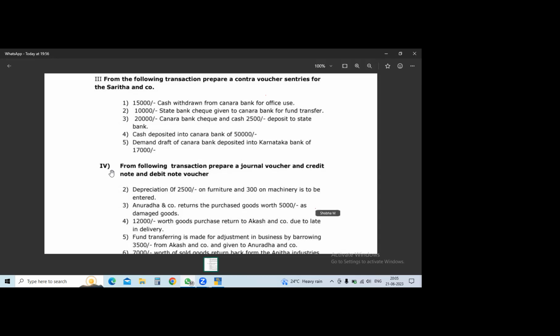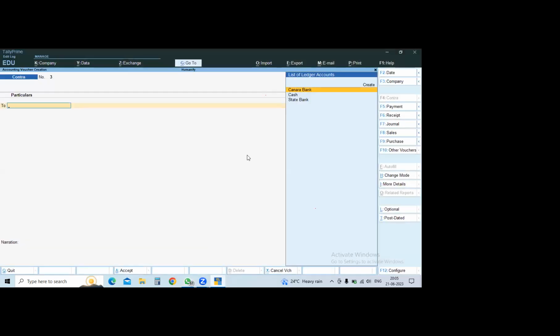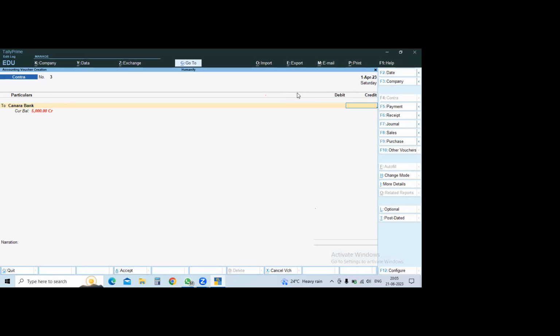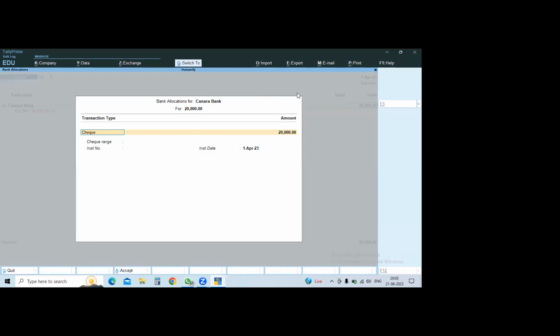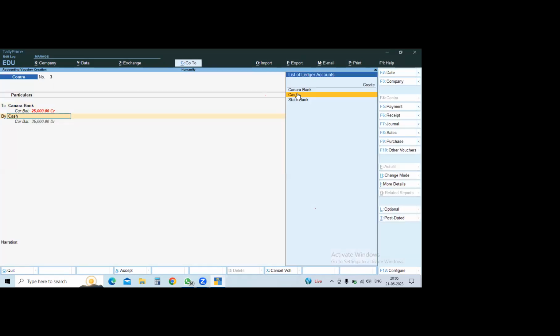Exactly. So now you go. State Bank is already there. Canara Bank is already there. Cash also is already there. So take Canara Bank. Give the Canara Bank amount only. See the question once again. From Canara Bank, what amount are you getting? Give only that amount. 20,000, I'm getting 20,000. Do enter. Do enter. Control A you do.